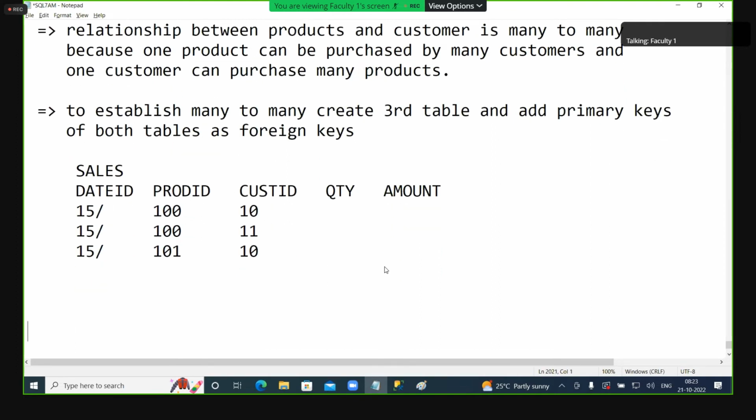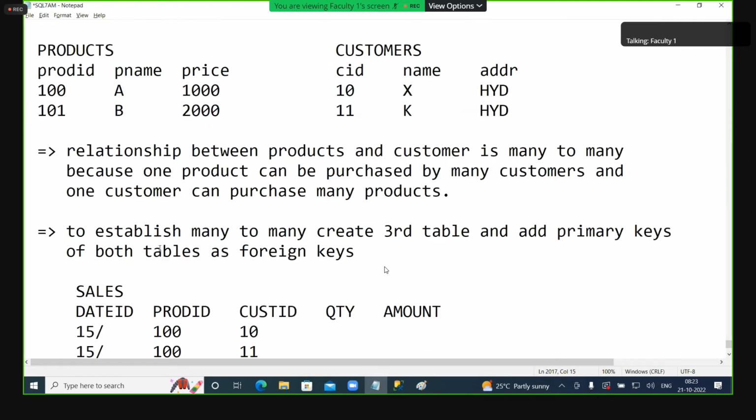So here, you see this. Product 100 is associated with how many customers? Two customers, 10 and 11. And customer 10 is associated with how many products? Two products, 100 and 101. What is the relationship? Many to many. One product is associated with many customers. One customer is associated with many products. What is the relationship? Many to many.